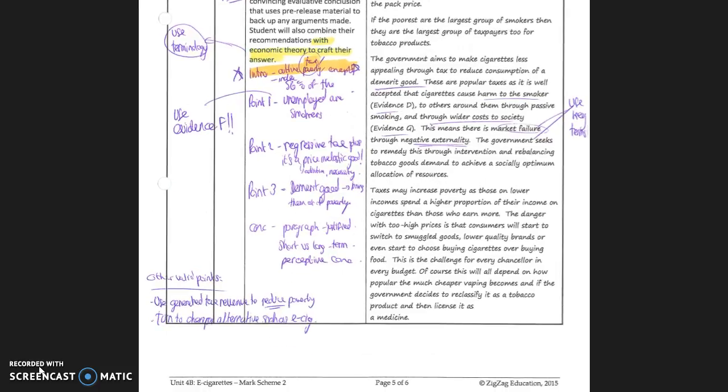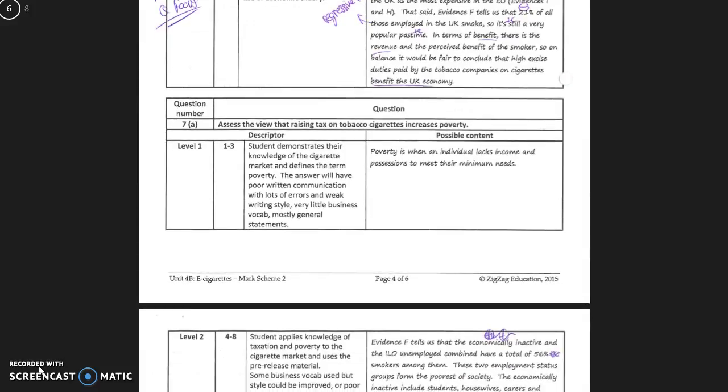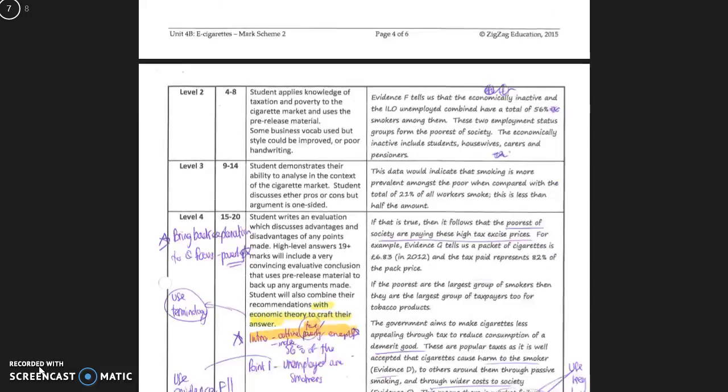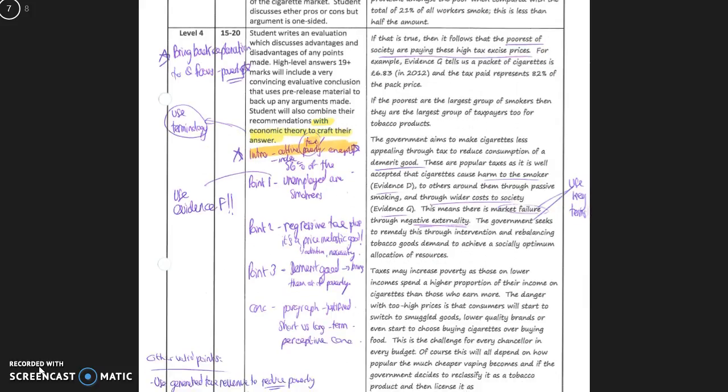Some other points you could have had. You could use tax revenue to reduce poverty, turn to cheaper alternatives such as e-cigarettes. Those could be issues that evolve. Raising tax on tobacco, cigarettes increases poverty. Again, your focus there, poverty, bringing all your points back to that, as you see, is highlighted. Economic theory to craft your answer, use your terminology.